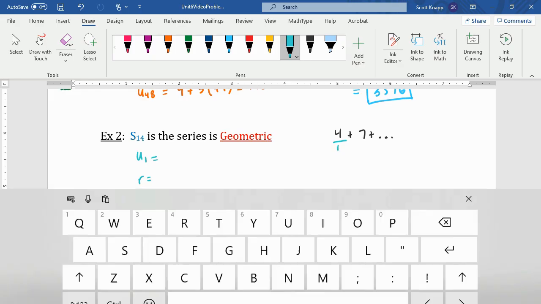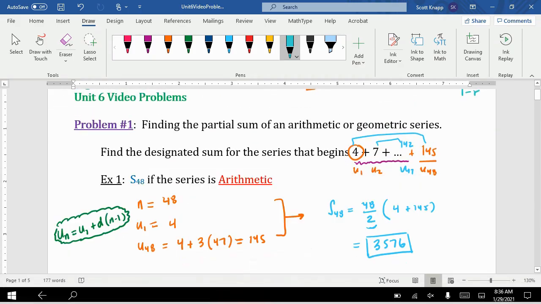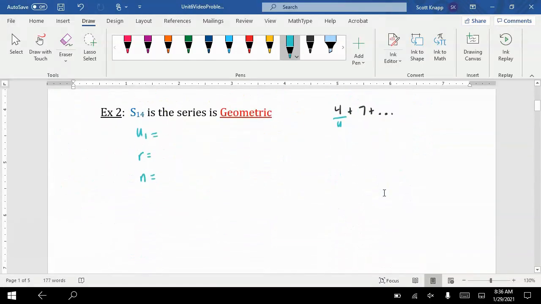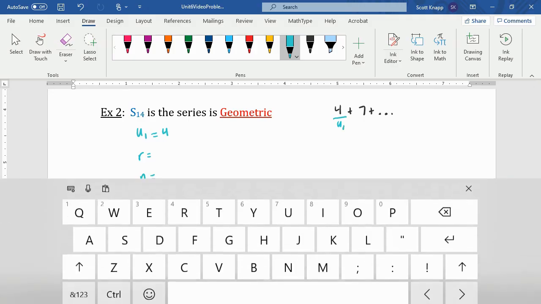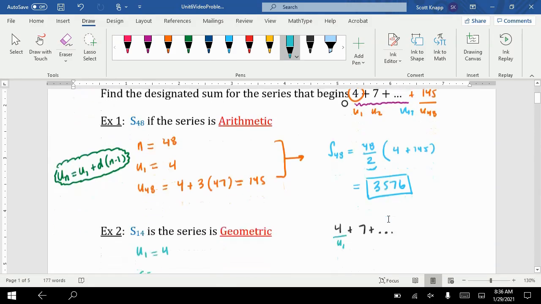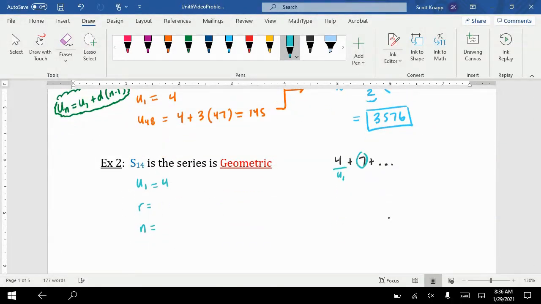Again, our first term comes from the given information, and so that first term is going to be 4. The common ratio, remember to find a common ratio, we always take a term and divide it by its previous term. So my common ratio is 7/4, or you can make it into a decimal, 1.75. Might be easier to enter into a calculator that way. And my number of terms is 14 because I'm finding the partial sum of the first 14 terms.